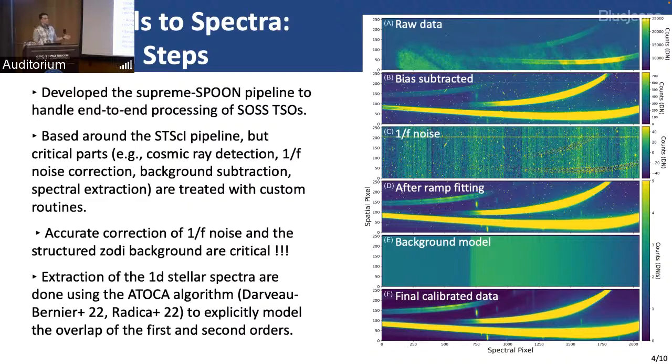That means you can't just do your normal aperture approach, where you pick a dark region of the frame and correct that background everywhere. If you do that, you're going to have a whole bunch of wavelength-dependent problems in your transmission spectrum. And lastly, we also implement the ATOCA algorithm, which explicitly models the overlap between order 1 and order 2 on the detector. It takes that into account when we're extracting the 1D stellar spectra.